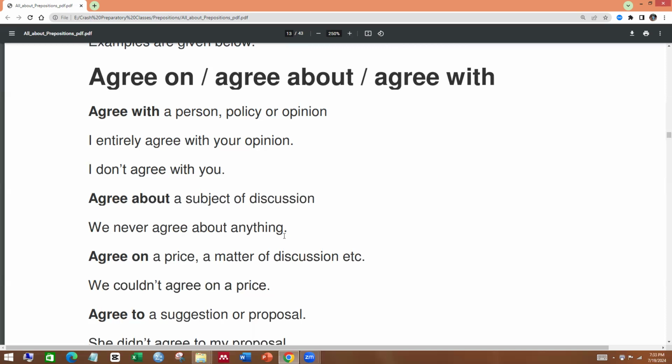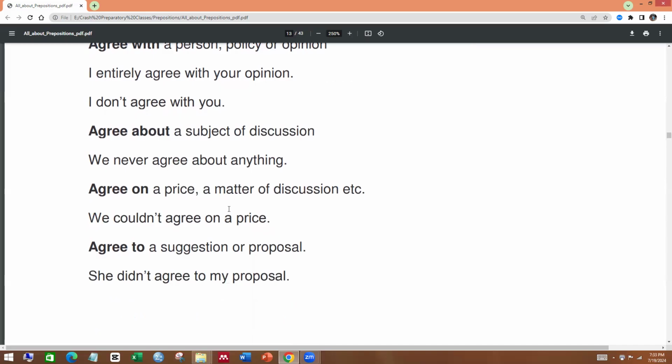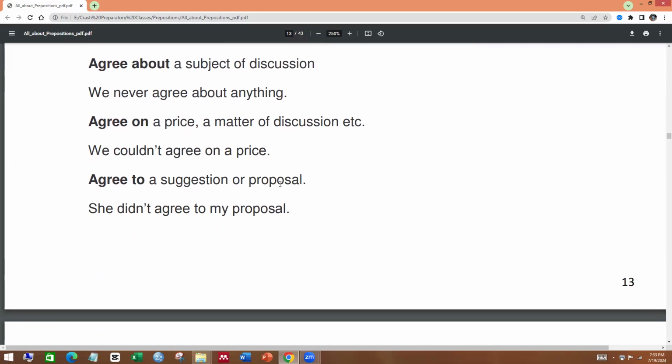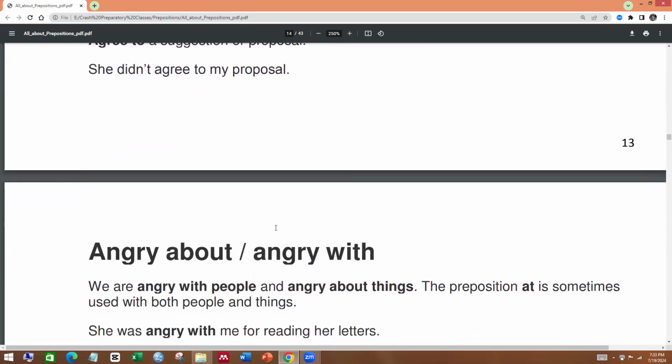Subject of discussions इसकी meaning होगी. Then agree on a price, a matter of discussion. किसी भी चीज को cover करना. We could not agree on a price. ठीक है, यहाँ we could not agree on the previous sale, the previous deal. Agree to a suggestion or a proposal. She did not agree to my proposal.